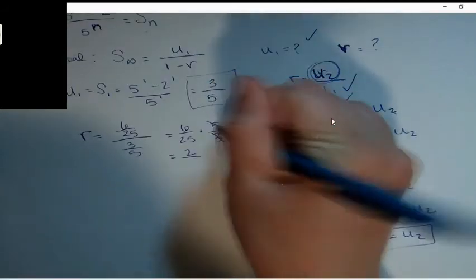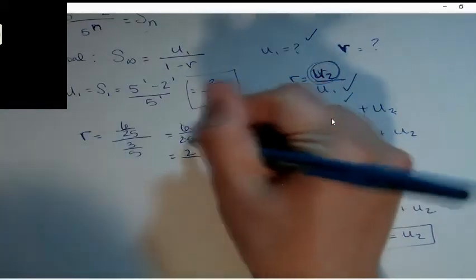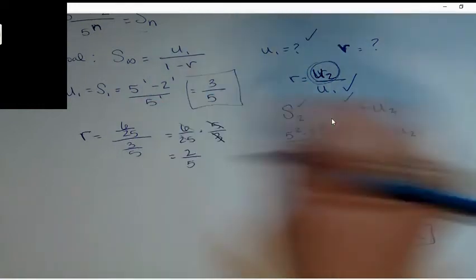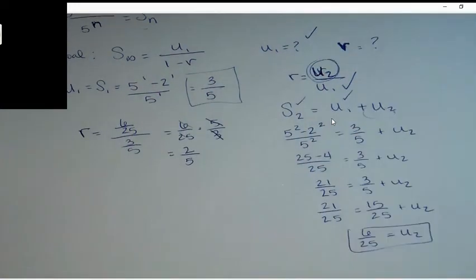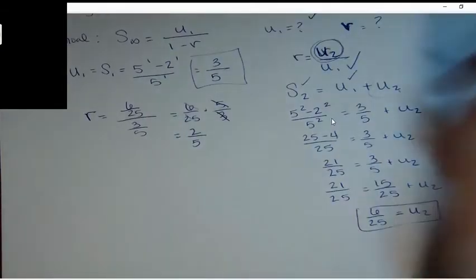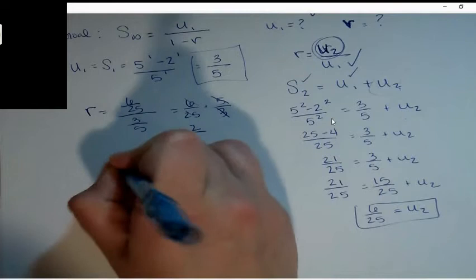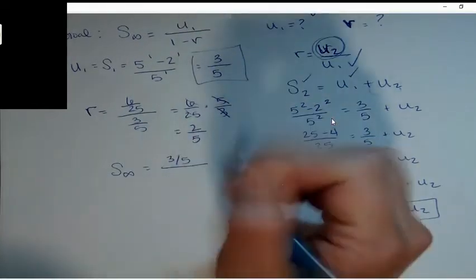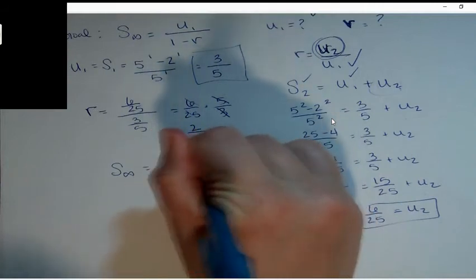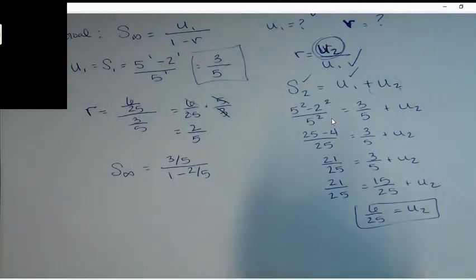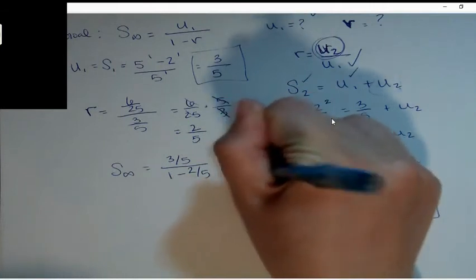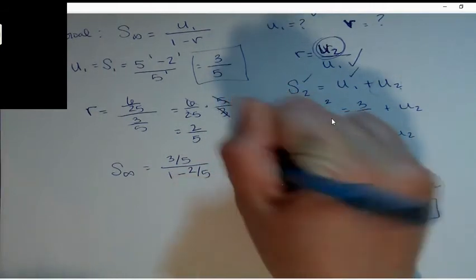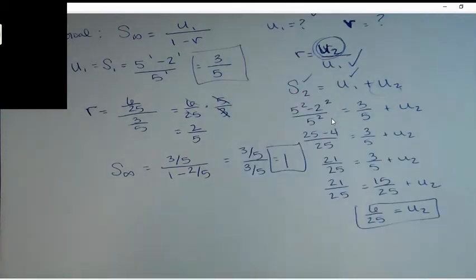Cancel out my 5 with the 5 that's in the 25 to get just 5 on bottom. So I have my common ratio is 2/5. This is super nice. Now I have my R. Now I have my U1. And so I can find my S of infinity by taking 3/5 and dividing it by 1 minus 2/5. This is really great because 1 minus 2/5 is just 3/5. So I get 1. And that should have been your final answer for that whole problem. Okay, so that's number 2.